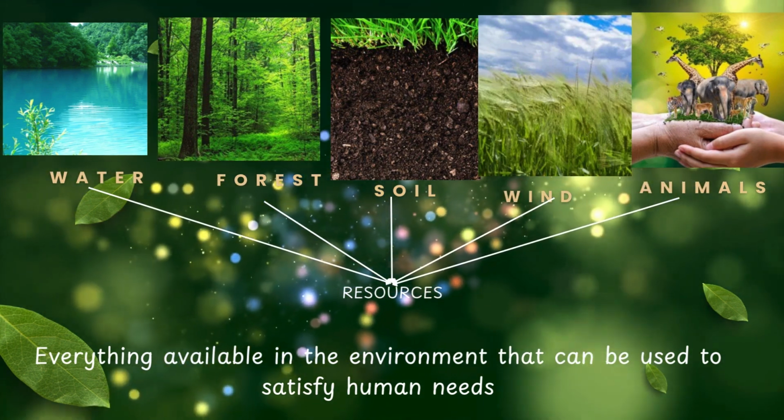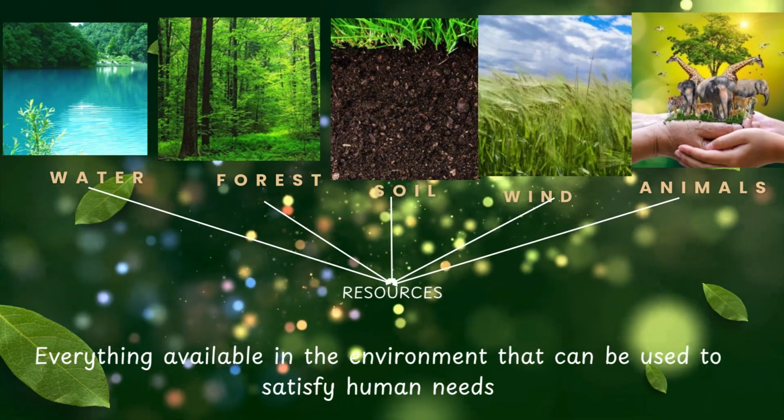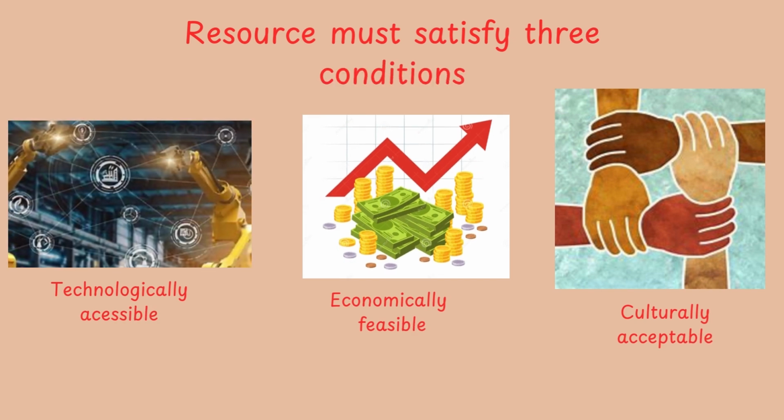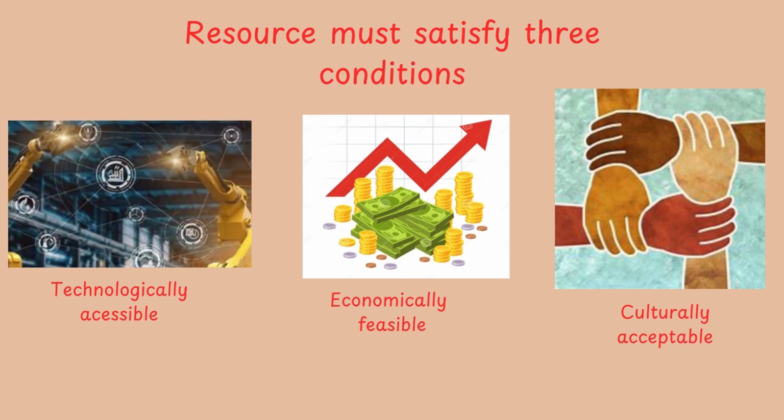And not only this, there is an additional definition for a resource: something available in the environment to satisfy human needs, provided it is technologically accessible, economically feasible, and culturally acceptable, can be termed a resource. What is meant by this? Technologically accessible means the technology should be accessible to everyone and readily available to use. Economically feasible means we should have enough money to extract that resource and use it. And culturally acceptable means it should be accepted by all the people of the society without any obligation.